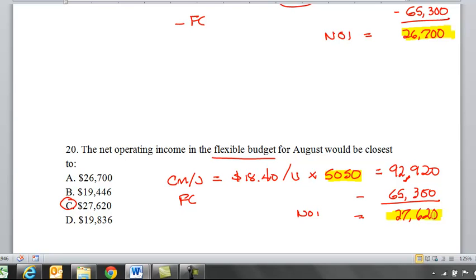So what it's trying to show you is, once you understand what your break-even number is, as you produce more, because fixed cost stays the same, that's how you can increase your net operating income. The key is, do you have the ability to keep selling more, or is the market saturated?